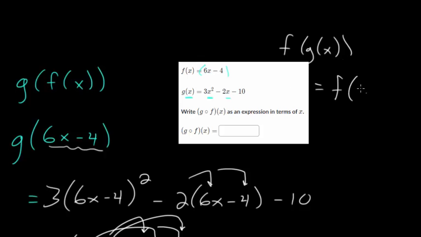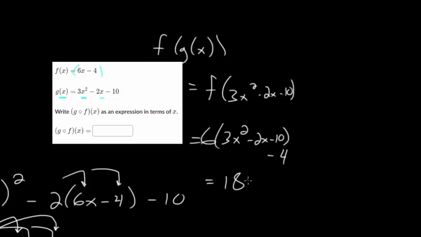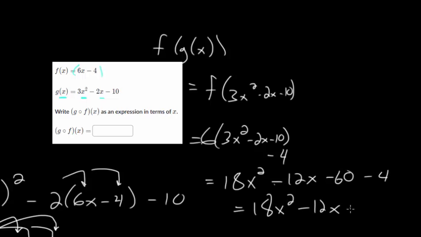So this one, I'm replacing g of x with this quadratic, this 3x squared minus 2x minus 10. And so anywhere in f I see an x, I'm going to replace it with this. So that's going to be 6 times that quadratic, 3x squared minus 2x minus 10, and then just minus 4. So if we simplify that, you get 18x squared minus 12x minus 60 minus 4, which is 18x squared minus 12x minus 64.